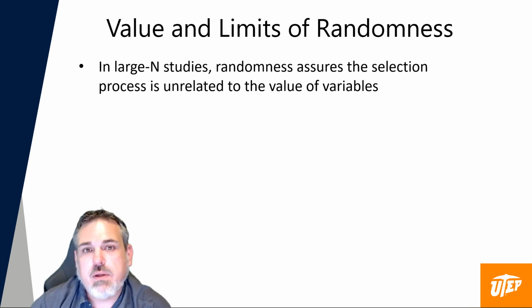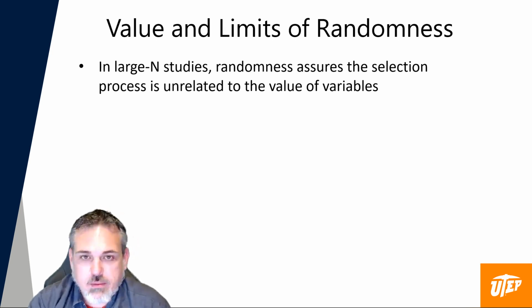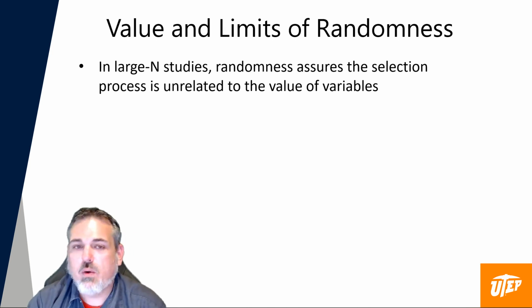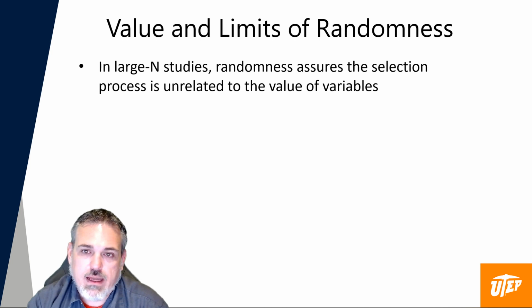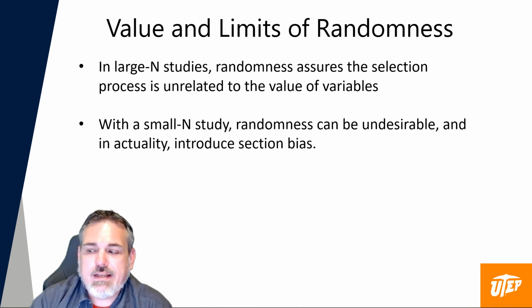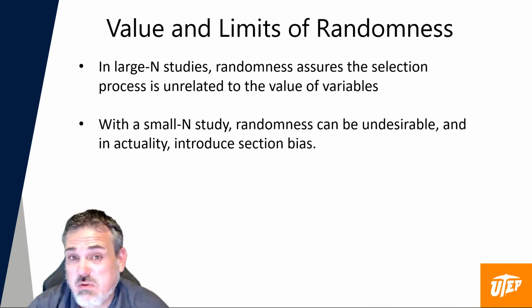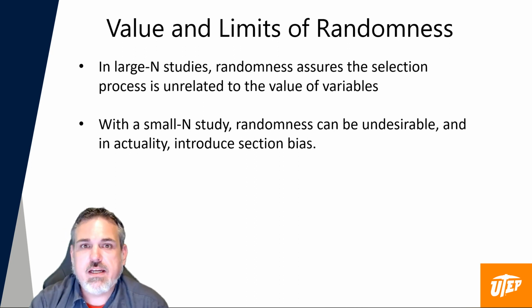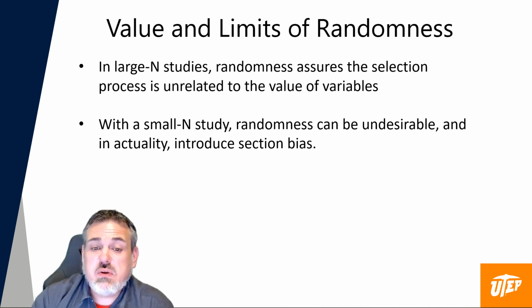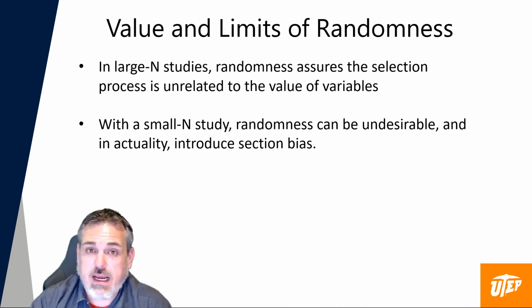That they can't be related because the design selected these individuals by random, and that randomness sort of erases any relationship between the way by which we drew the sample and the actual value of the variables that we're examining within that test. But in small n research, that randomness may be entirely undesirable. Because if we select cases at random, we can actually introduce a selection bias mechanism.